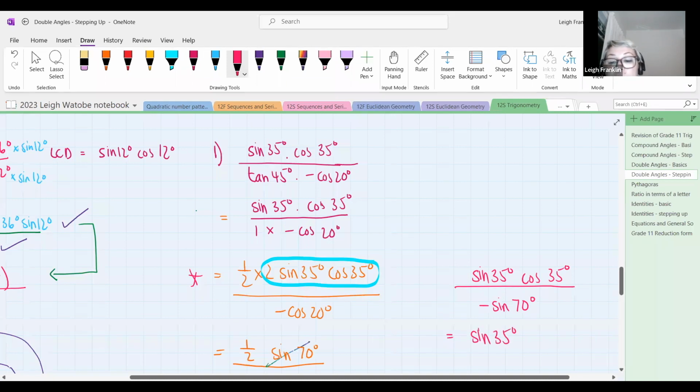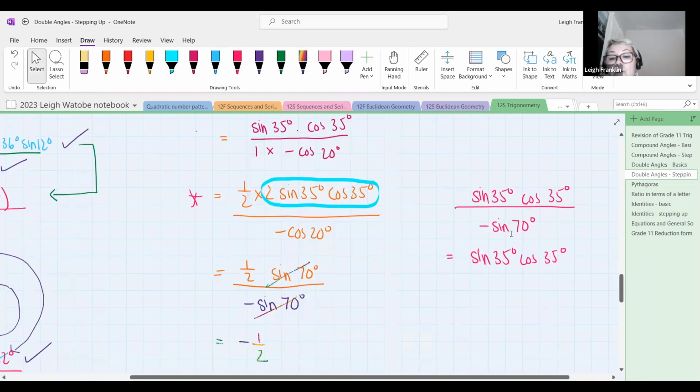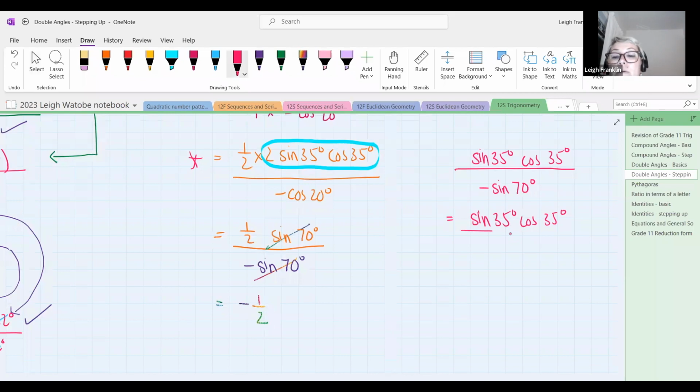So you can leave sine 35 cos 35 in the numerator. And at the bottom, you can write minus 2 sine 35 cos 35. So you're using your double angle and you're expanding. And then you can divide something at the top with the same thing at the bottom, and you're going to end up with the same answer, which would be negative 1/2. All right, so that would be the other way that you could do it from that point.